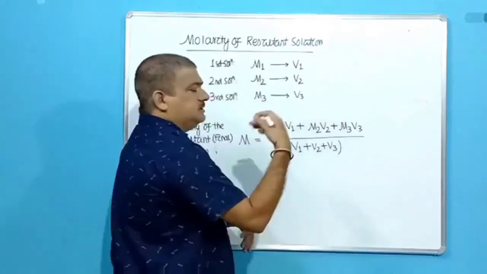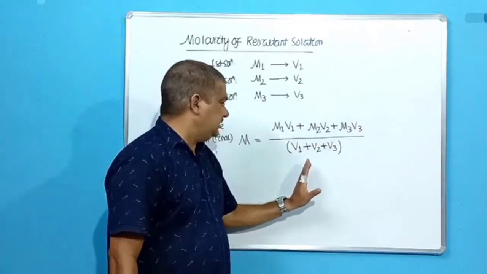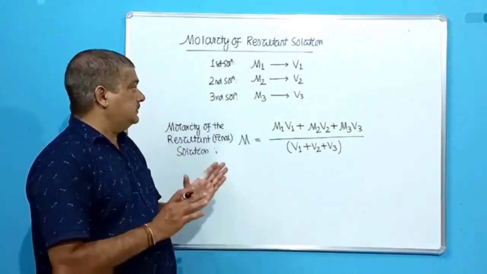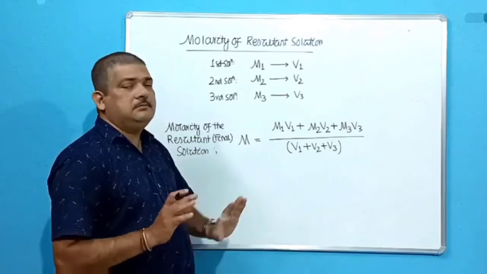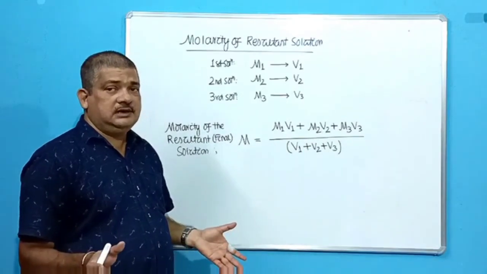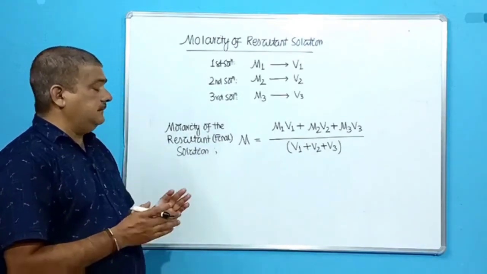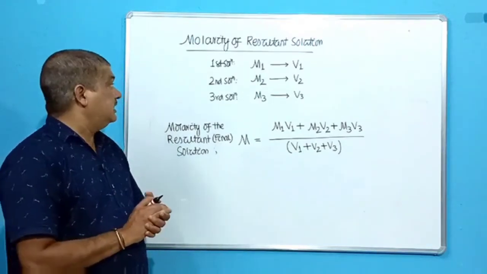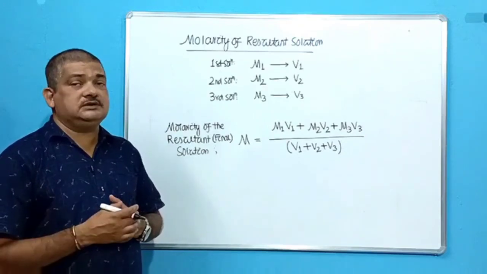You can extend this as much as you like. Suppose there is a fourth solution, it will be M4 V4 and the denominator will be V1 plus V2 plus V3 plus V4. Suppose you have two solutions, it will be M1 V1 plus M2 V2 divided by V1 plus V2. This is how you find the resultant solution. So this is all about the molarity equation and the resultant molarity of the solution when we mix different solutions of different molarity.